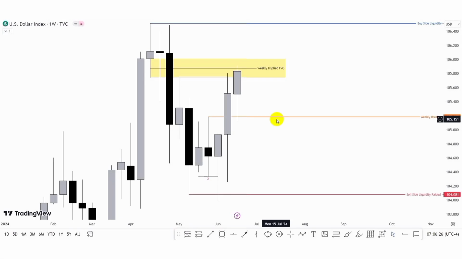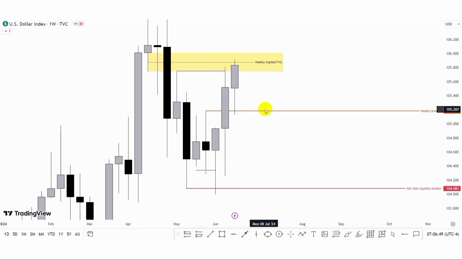So in this particular video, we're going to have a review of our last week Forex forecast to look at how actually price delivered based on our analysis. So you can see this is the dollar index, the weekly time frame. You can see we identify this candle as the candle that actually swept this sell side liquidity, and then we see the push of price to the upside into this weekly implied fair value gap.